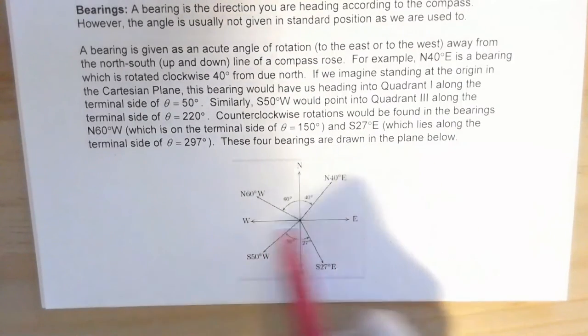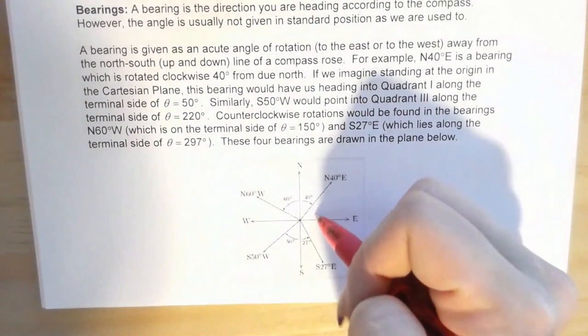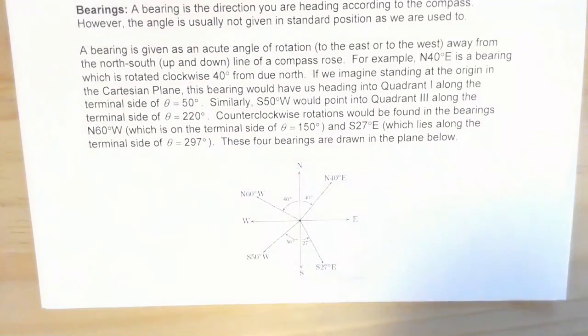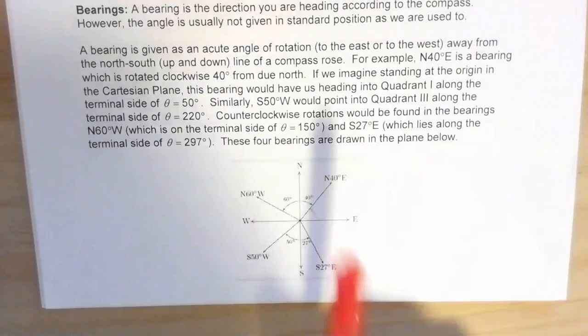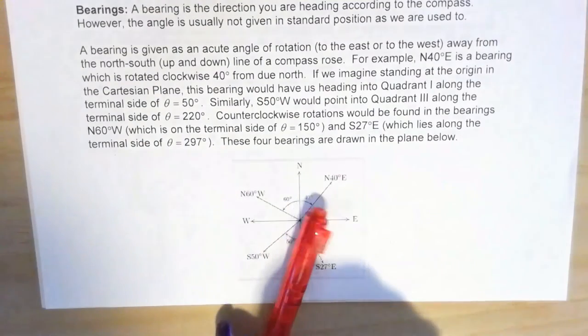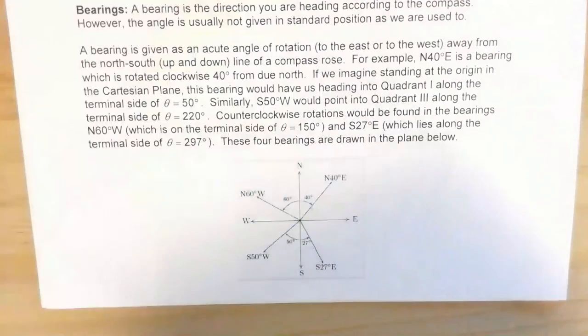It's not from the x-axis, guys. If we imagine standing on the origin of the Cartesian plane, this bearing would have us heading into quadrant 1 along the terminal side. So that means our angle right here would actually be 50 degrees. Okay. Similarly, south 50 degrees west. We look at south, right? We're starting at south. We're going to the west. So I'm going to go to the left, and this is going to be 50 degrees. Okay, so always start at the first one and go in that direction.